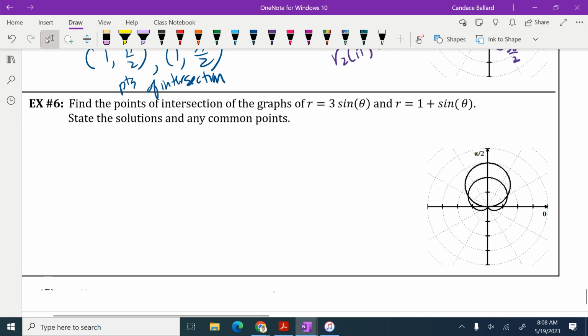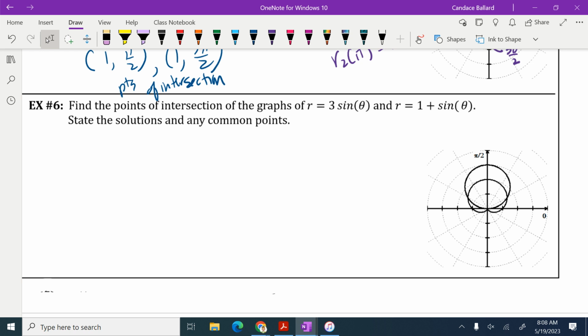All right. Let's look at this one. What if I want to find points of intersection? What do I need to do with the two equations? Set them equal to each other. How many does it look like there are in the picture? 3, but we kind of know that probably isn't true, right? But given what we just did in the last problem.